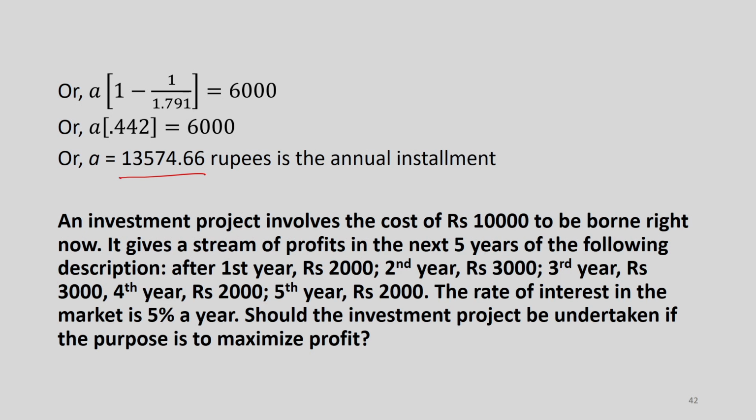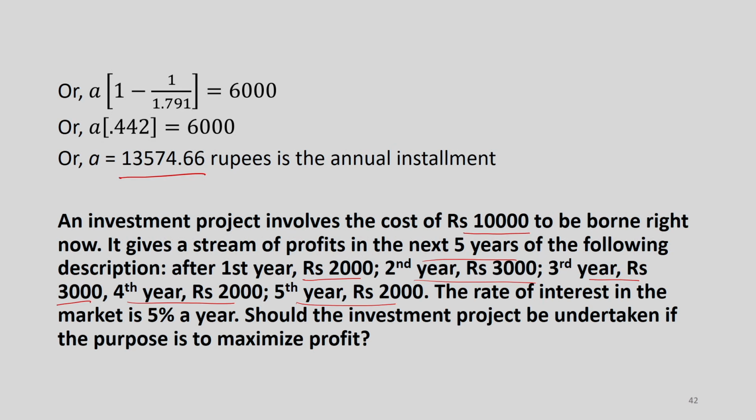Now we are looking at another problem which is using a similar concept. An investment project involves the cost of 10,000 rupees to be borne right now. It gives a stream of profits in the next 5 years of the following description. After 1 year, 2,000 rupees. After the second year, 3,000 rupees. After the third year, 3,000 rupees. After the fourth year, 2,000 rupees, and after the fifth year, 2,000 rupees. The rate of interest in the market is 5% a year. The question is, should the investment project be undertaken if the purpose is to maximize profit? Okay, so this is the question.